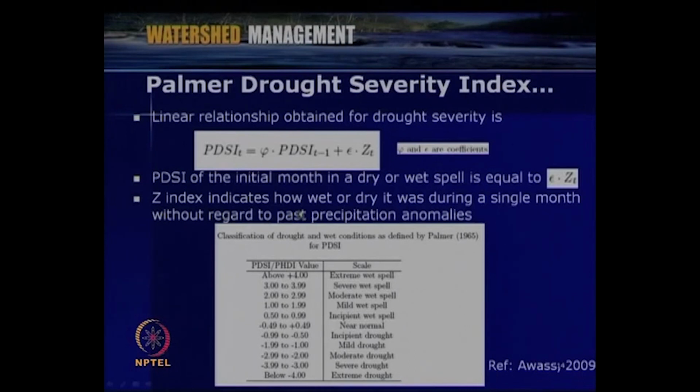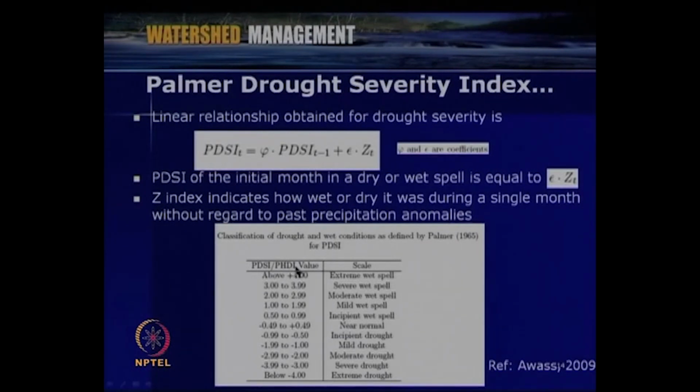So, the Z index indicates how wet or dry it was during a single month without regard to past precipitation anomalies. So, there may be past precipitation anomalies, but here we are considering a single month. According to the Palmer drought severity index, the classification of drought and wet conditions as defined by Palmer for PDSI is given here.